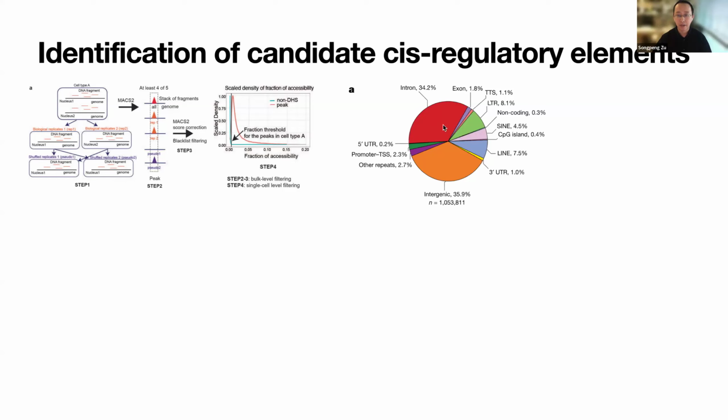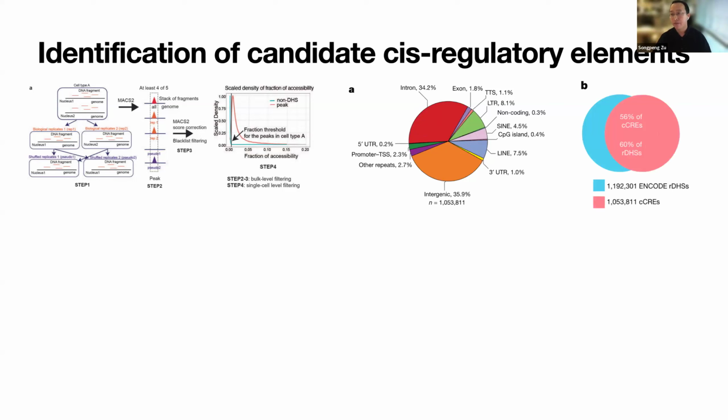Here is their corresponding annotation in the mouse genome. You can see a large group of them are mapped to intron regions or intergenic regions. And there are also some cis-regulatory elements mapped to transposable elements like LTR, LINE, and SINE here.